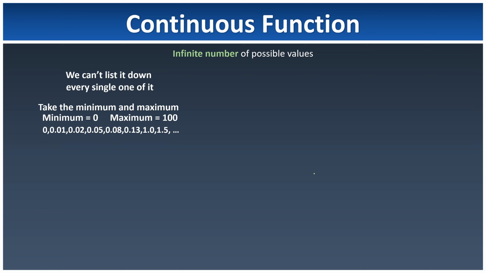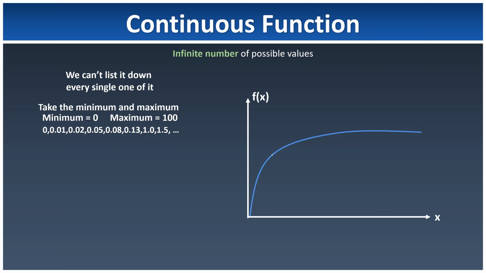And the graph of a continuous function will look something like this, where x is the input and f of x is the output. It's continuous, which means every single dot of it is a possible value, which might consist of 1 million. If I break it down into 1 million pieces, it can be 1 billion if you want to break it down into 1 billion pieces.